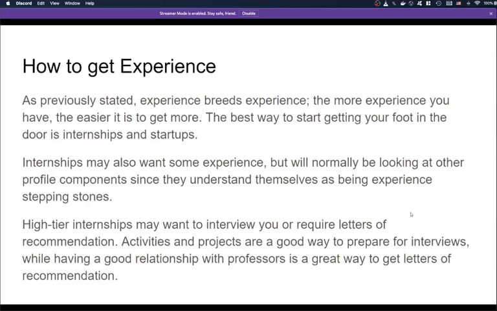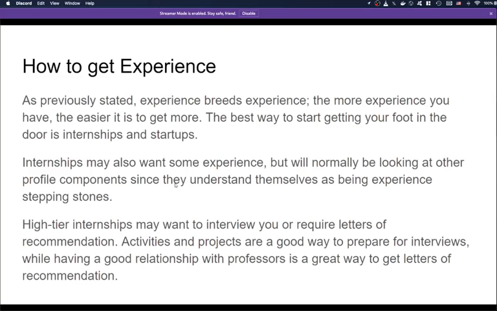So let's talk about how to get experience. Previously stated, experience breeds experience. The more experience you have, the easier it is to get more. The best way to start, as I just said, is internships and startups. Internships may also want some experience, but normally, looking at the other profile components, they'll understand themselves as being stepping stones, and they'll be pretty lenient on how much experience you need.